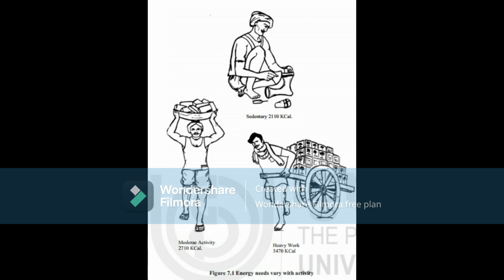Figure 7.1 Energy needs vary with activity. Look at the screen for table content. You have learned in the first unit that calorie is a unit of energy. Just as you record your weight in kilograms and your height in centimeters, you record the energy content of food in calories. And the energy spent in activities is also recorded in calories.